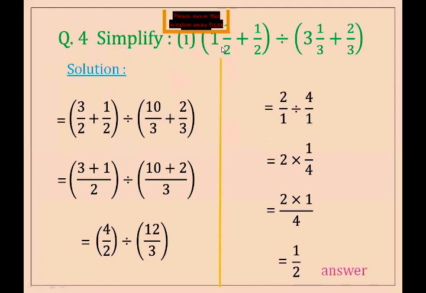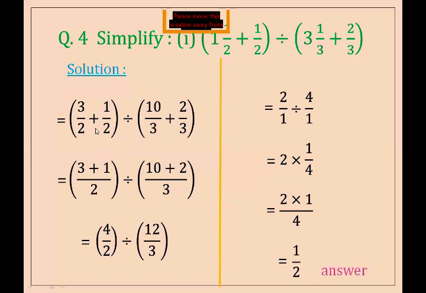First we have to convert the mixed fractions into improper fractions. So 2 ones are 2 plus 1 is 3 upon 2, plus 1 upon 2 as it is. Here we have 3 3s are 9 plus 1, 10 upon 3, plus 2 upon 3 as it is. Now students, according to the BODMAS rule, we do not apply DMAS simply, here we apply the BODMAS rule. BODMAS rule means firstly we have to solve the brackets. As you see students, there are brackets. So we don't solve the division first, we solve the brackets. Inside the brackets, whether addition, subtraction, division or multiplication, we have to solve the brackets first.